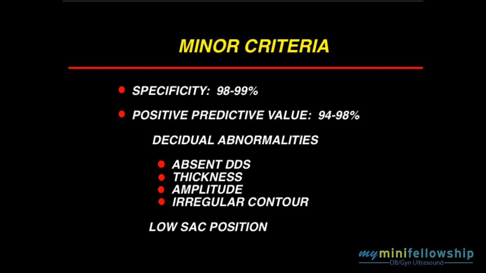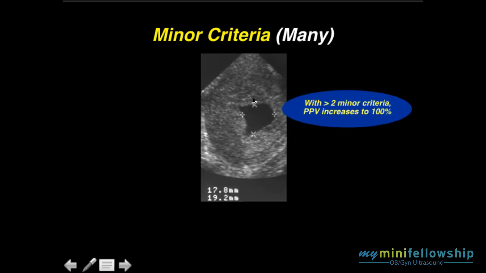Many years ago, I investigated these features and was rather surprised to see that an abnormality in any one of these things had a positive predictive value for pregnancy failure of between 94 and 98%. Now that's rather striking, but nonetheless relatively useless information. No one is going to evacuate a pregnancy with a 95% probability that it's failed. When we looked at our data and decided that there were at least three, in other words, more than two minor criteria, the positive predictive value again increased to 100%.